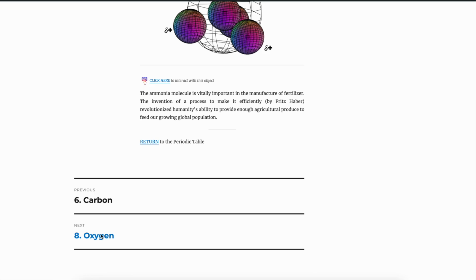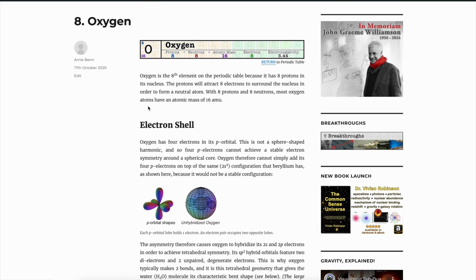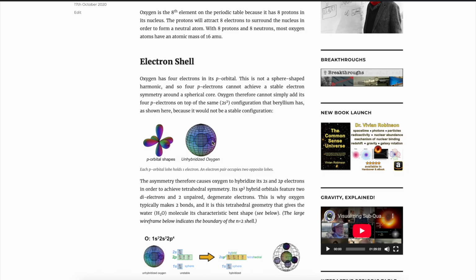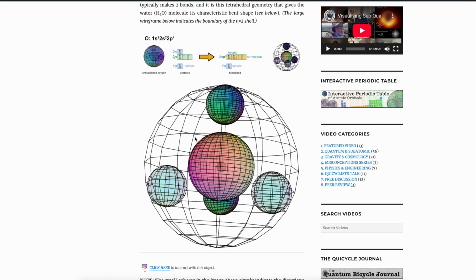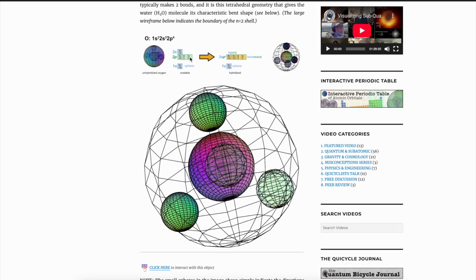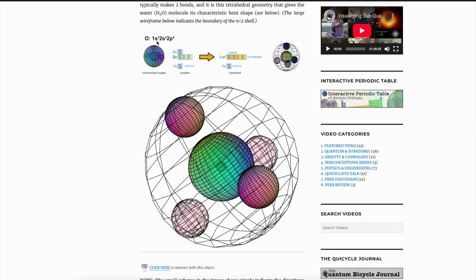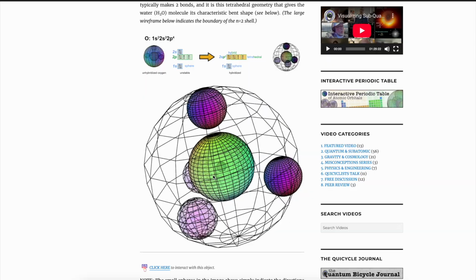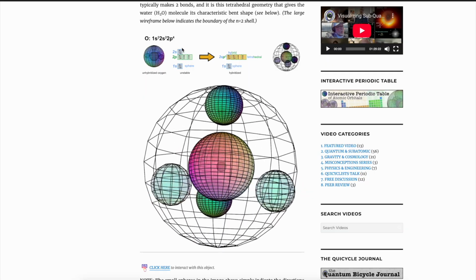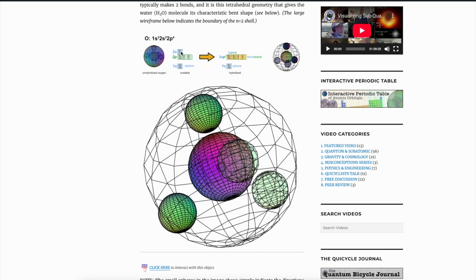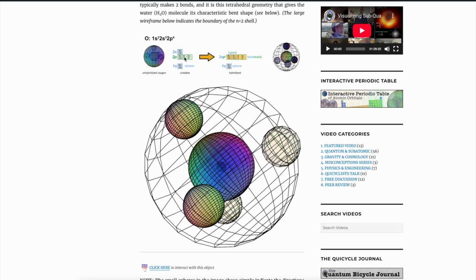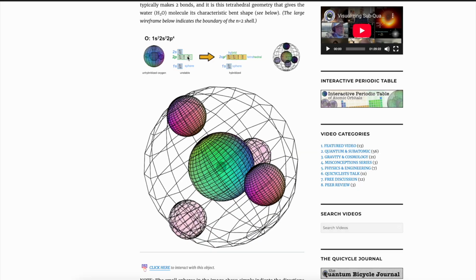Moving on to oxygen. Oxygen, element number 8, 8 protons, 8 electrons, 8 neutrons, giving it a mass of 16. Here we have 4 electrons in the p orbital, which once again forces oxygen to hybridize. It has 2, 4, 5, 6 electrons now in the second shell. Its electron configuration is 1s2, 2 electrons in the 1s orbital in the middle, 2s2. It has 2 electrons in the second shell s orbital and 4 electrons in the p, but as you can see from this image, those hybridize.